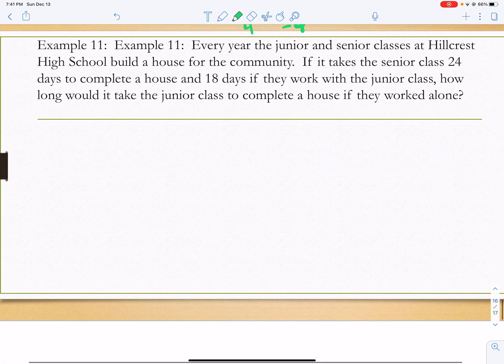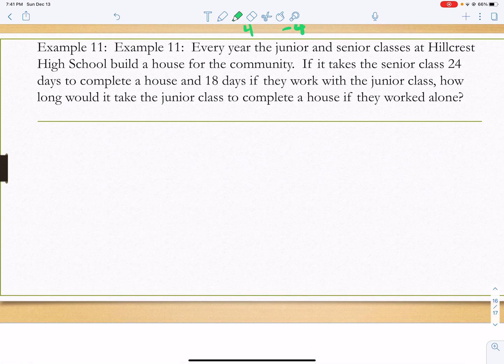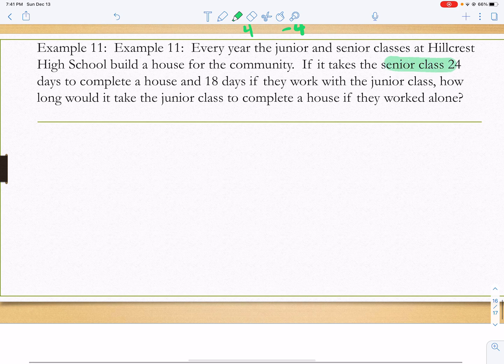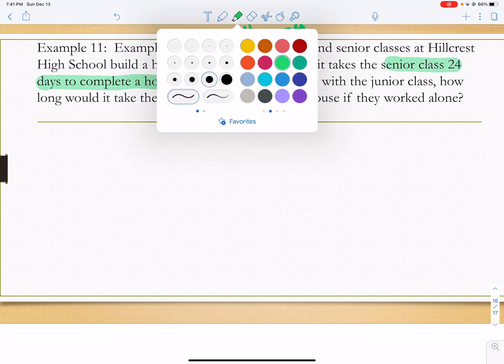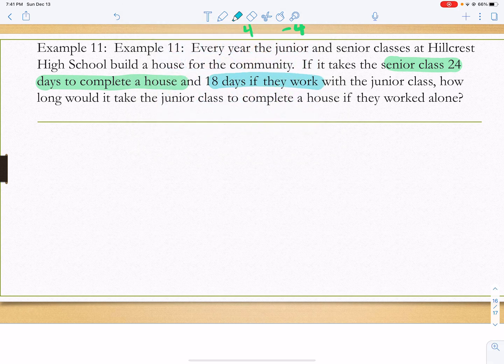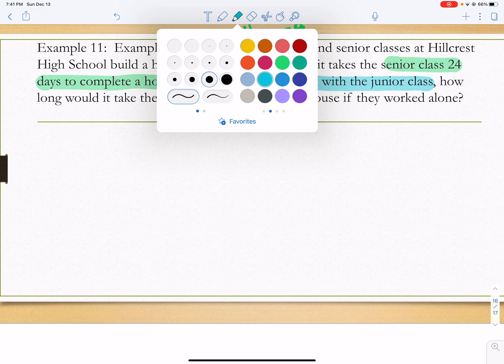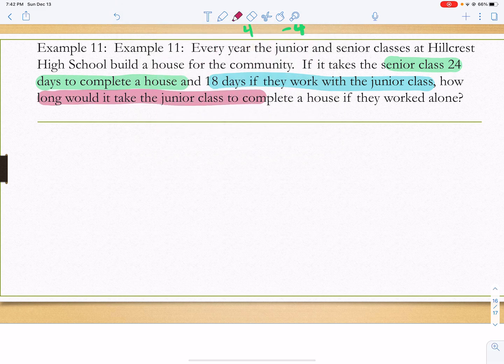Okay? All right, so every year, the junior and senior class at Hillcrest High School build a house for the community. If the senior class takes 24 days to complete a house, and if they work 18 days if they work with the junior class, then the question is asking, how long would it take the junior class to complete it if they worked alone?